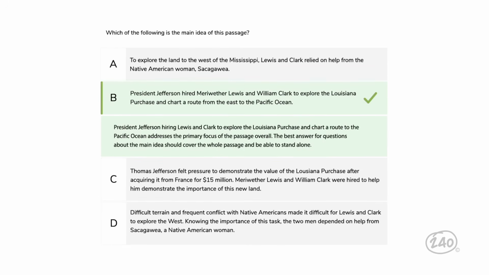This option is the best choice because it addresses the primary focus of the passage overall. While all of the other answer choices present facts and details from the passage, none of them can stand alone as the main idea of both paragraphs in the passage.